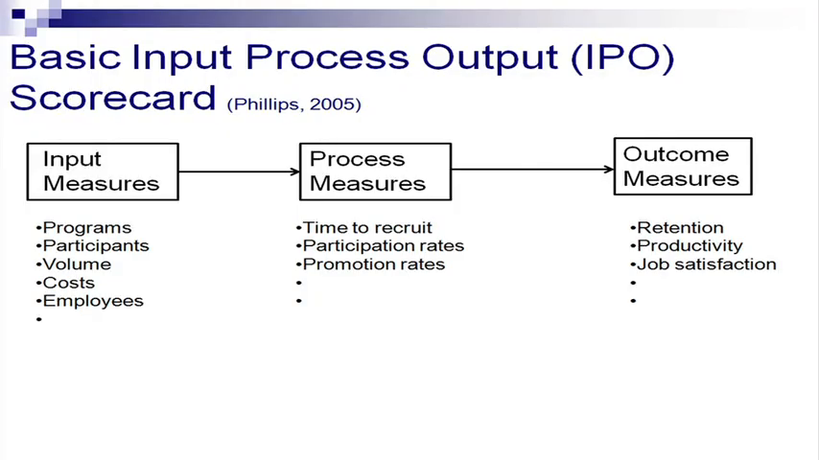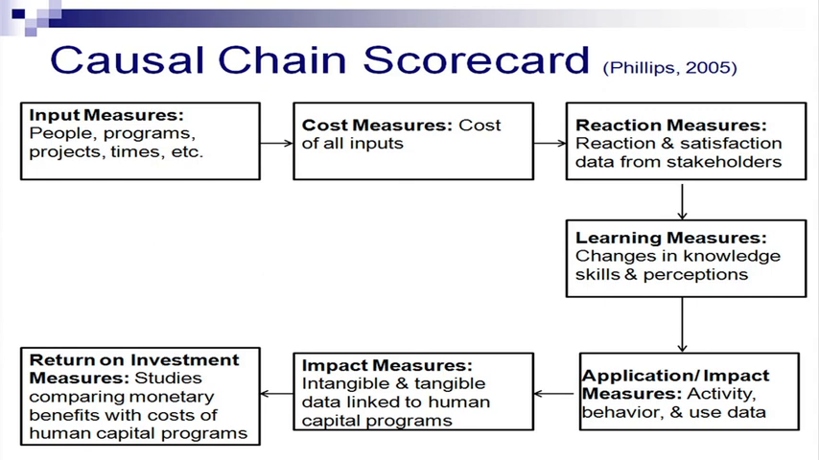So, it is a very simple plus-minus kind of method of evaluating whether whatever we are doing is of use to anyone or not. This is the basic IPO scorecard, input process output scorecard. The next form of scorecards is the causal chain scorecard, which is a more detailed type of the IPO scorecard.